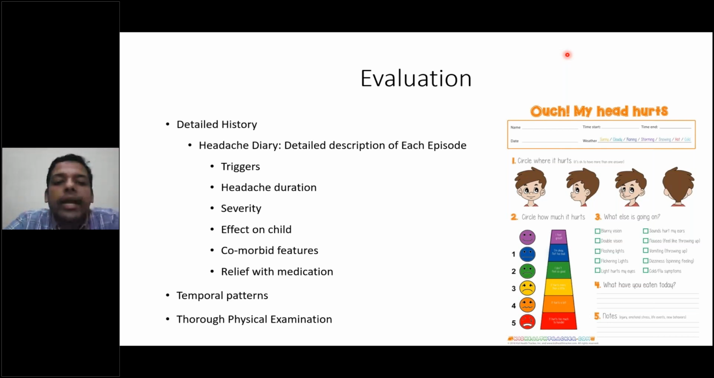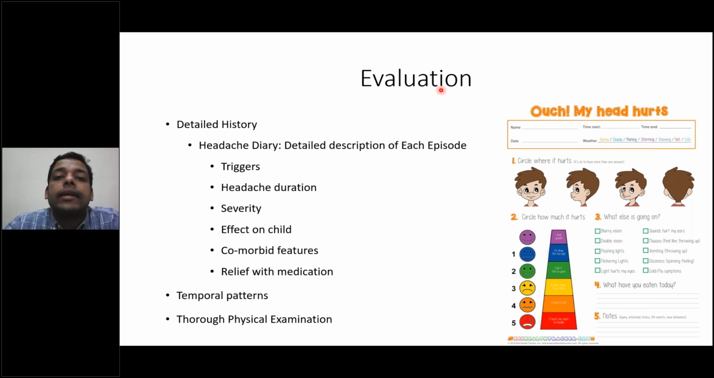The diary usually has a detailed description of each episode. You would like to know the triggers, the duration of the headache, the severity of that headache, the effects that headache has on the child, that is how severe it is, whether it is affecting the day-to-day activity of the child, any other comorbid features, and whether some medication was required and whether the child got relieved by that medication. So this detailed history has to be obtained by a headache diary.